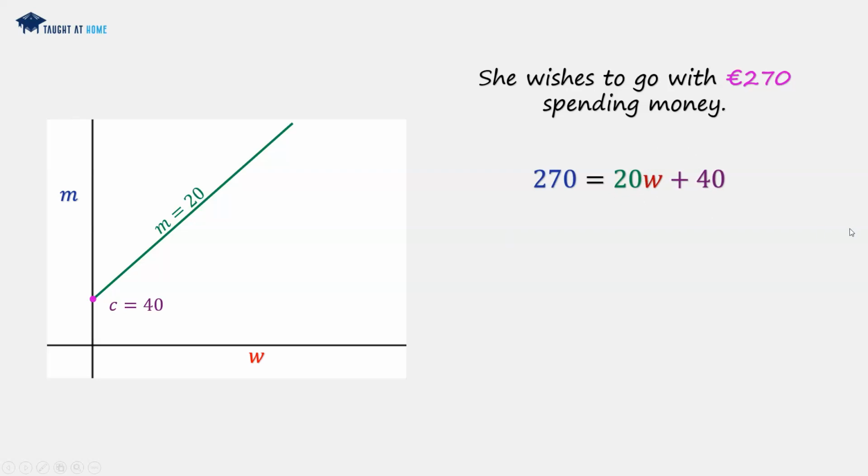So let's first of all subtract 40 from both sides. So 230 is equal to 20W. Now we can divide both sides by 20. These cancel out. We can simplify this, so we can divide top and bottom by 10. So 23 over 2 is 11.5 weeks. Rounding it to the nearest whole week, we've got 12 weeks. So it takes Sophie 12 weeks to save up to €270.